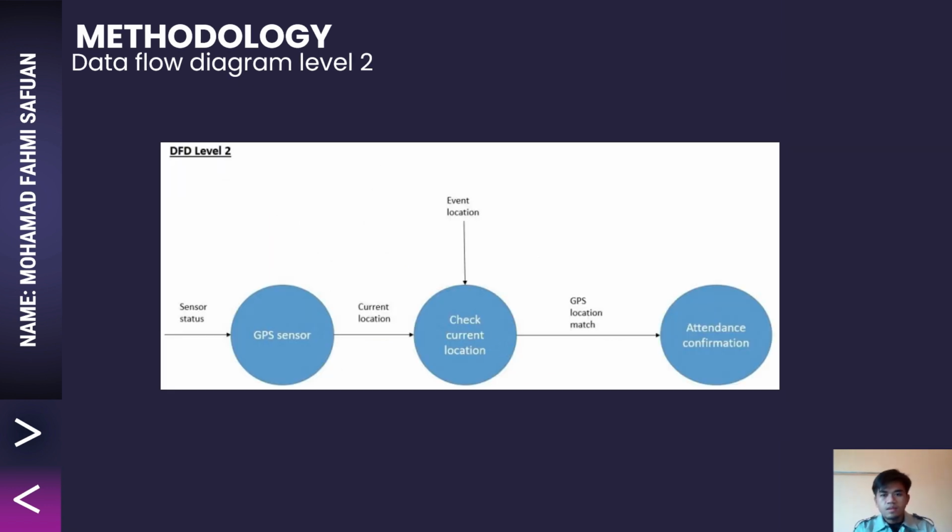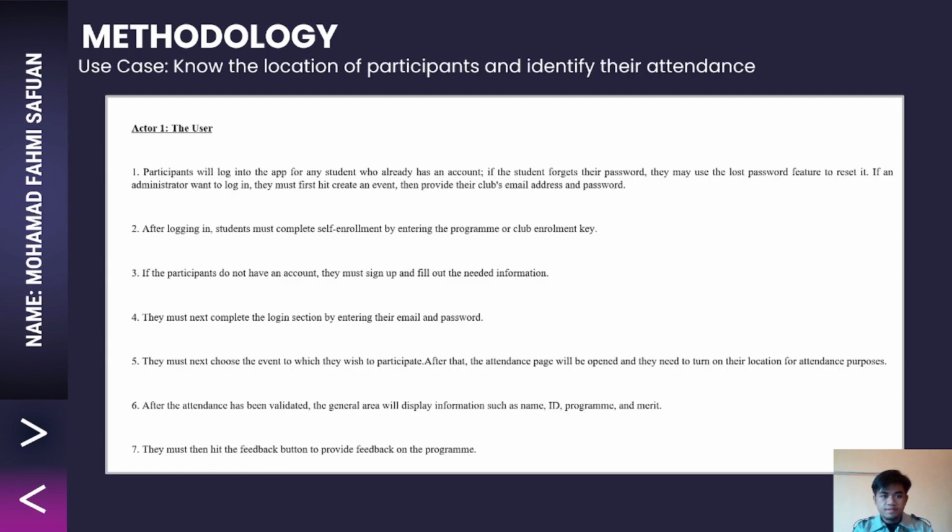At level 2, the GPS sensor is used to convey the sensor status. After that, we verify the current location and compare it to the event location. The attendance confirmation will be valid if the GPS locations match. The attendance confirmation will be invalid if the current location and the event location do not match. Okay, next is the use case.